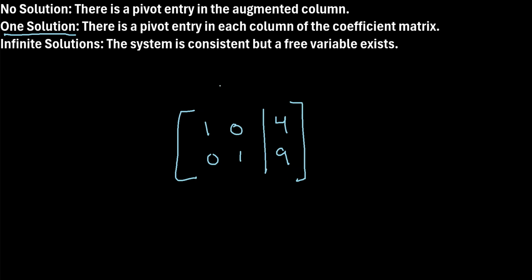So we say that a system of linear equations has one solution if there's a pivot entry in each column of this coefficient matrix. For example, right here, in the first row, the pivot entry is this 1, and in the second row, the pivot entry is this 1. So each column in the coefficient matrix has a pivot entry in it. That means there's only one solution. If we imagine that this was the x1 column and this was the coefficients for some x2 variable, we can see very easily that x1 is equal to 4 and x2 is equal to 9. Those are the only solutions to this particular system of equations. So there's only one solution.